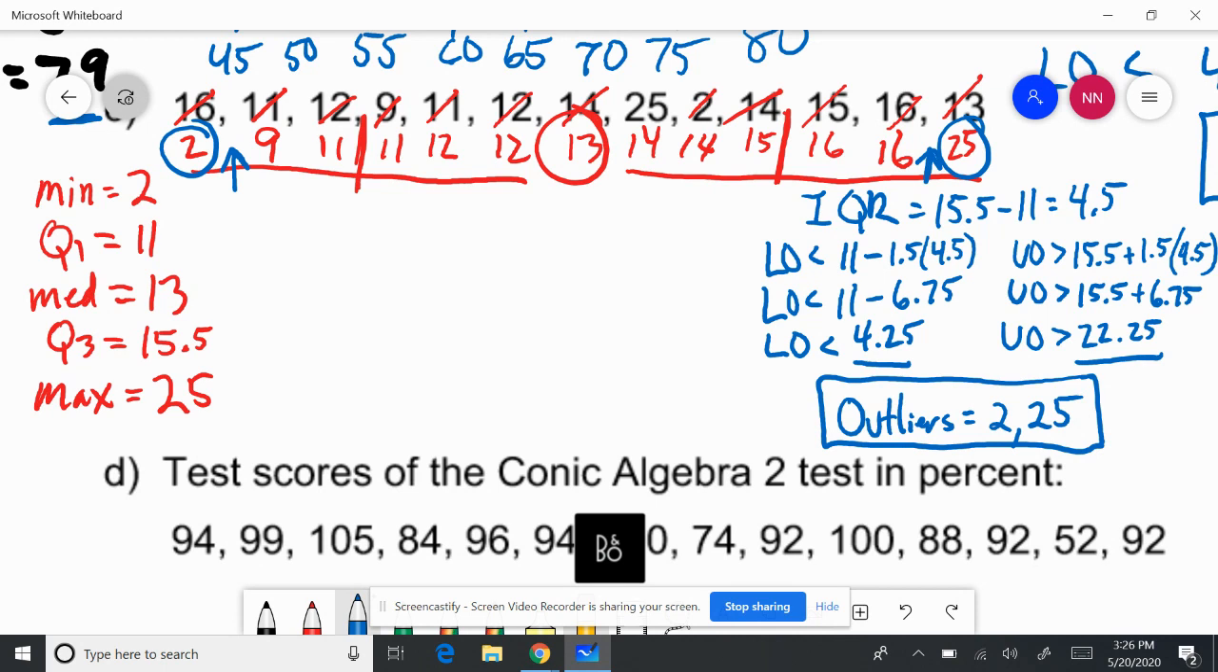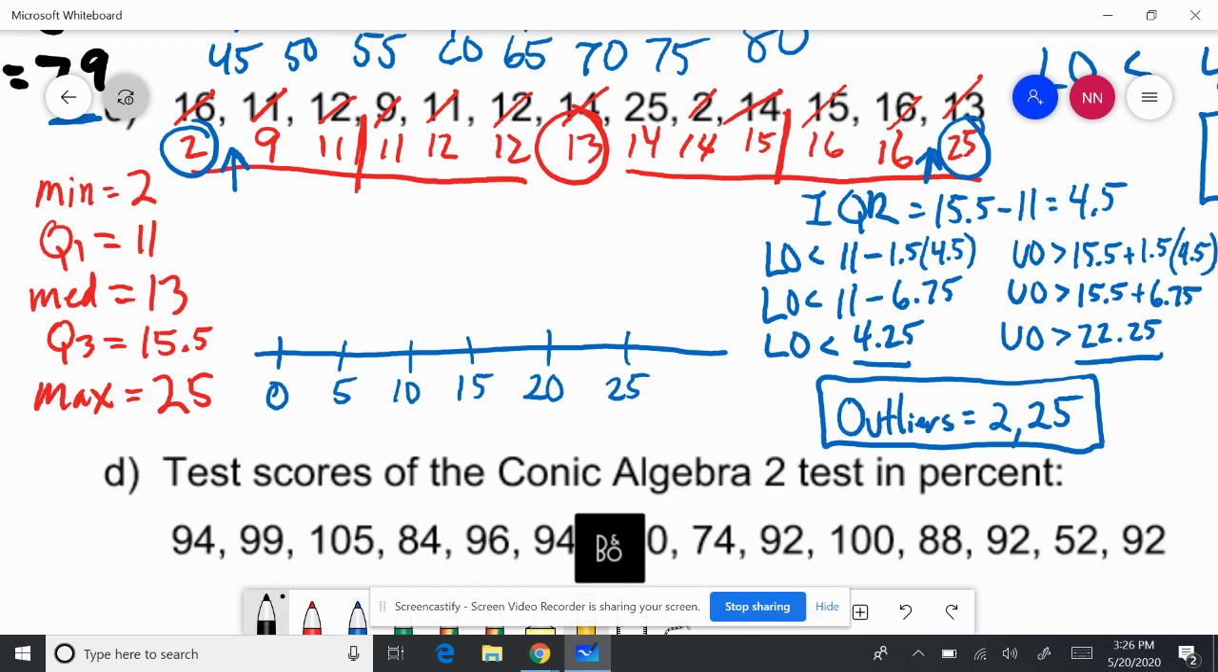Now what we're going to do is we're going to graph this. So we're going to draw our number line. We're going to start at 0. We're going to go by 5s. 5, 10, 15, 20, 25. We're going to draw an X at 2. We're going to draw an X at 25.